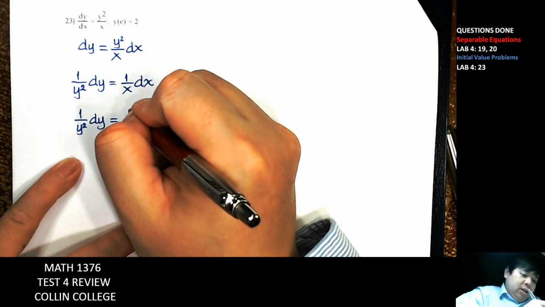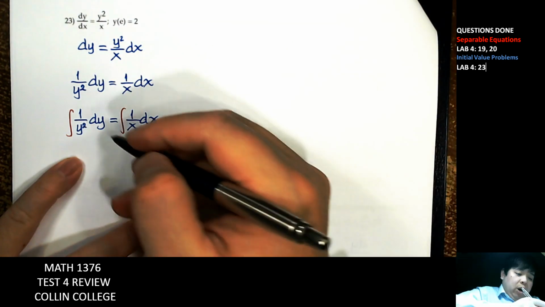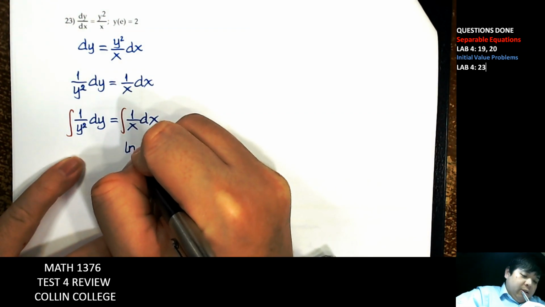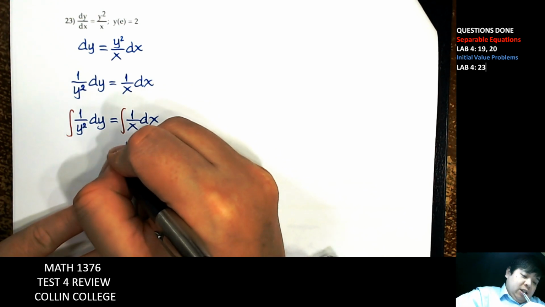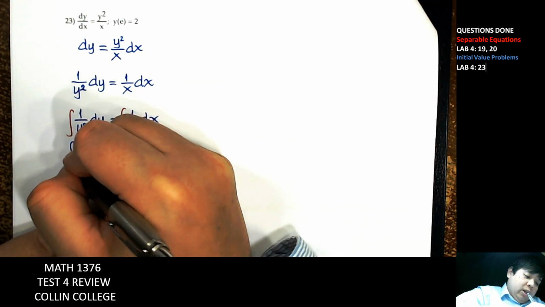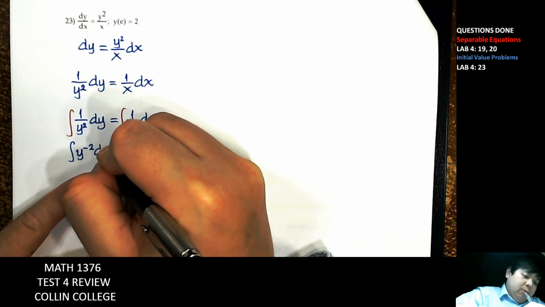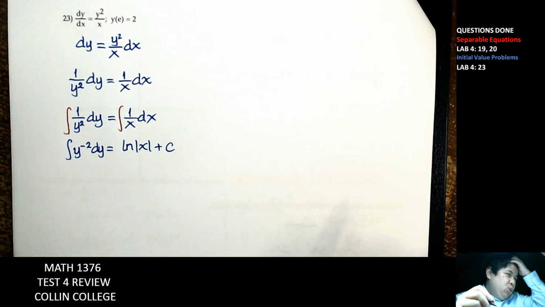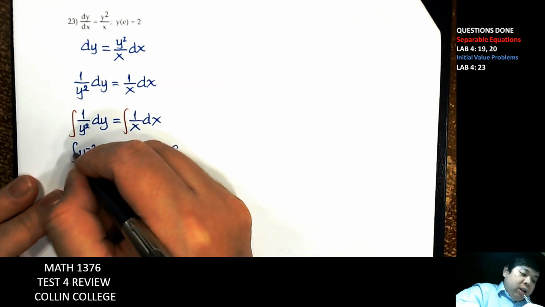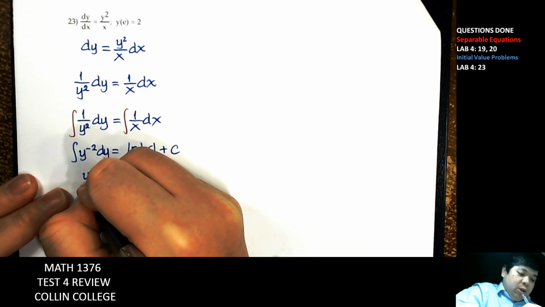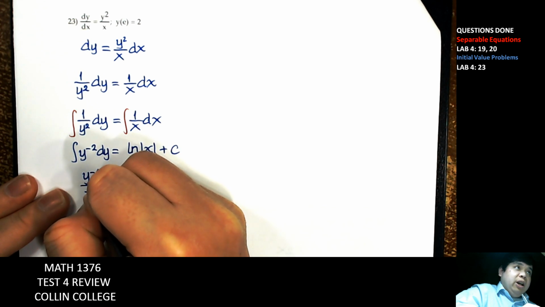So integrate 1 over x, the integral is ln of absolute value of x plus c. That part is easy. This I will rewrite as y to the negative 2 dy. It's easier to have it as a power for the power rule. Right, power rule: y to the negative 2 plus 1 will be negative 1, over negative 1.